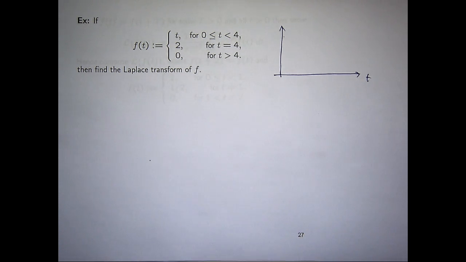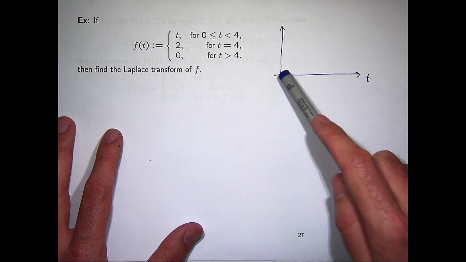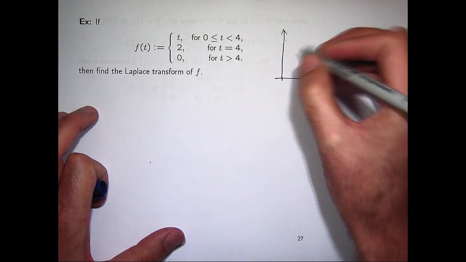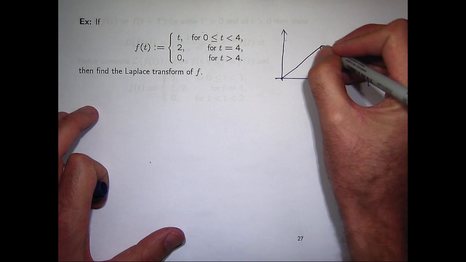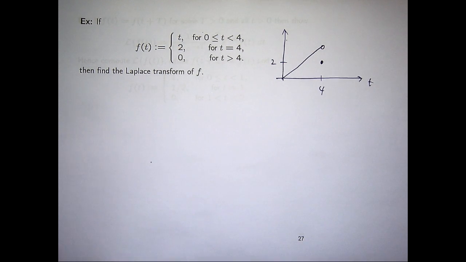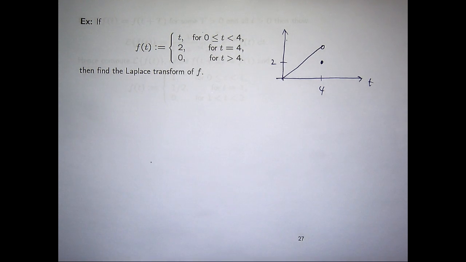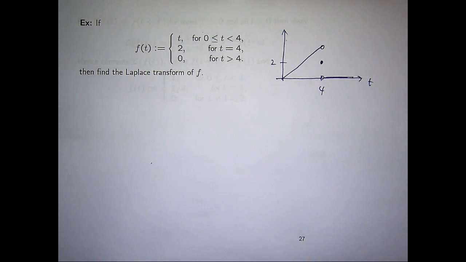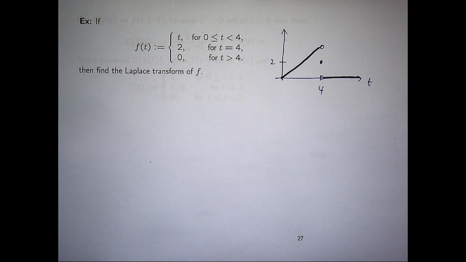So what I'm going to do is just consider each piece of the function separately. For t between 0 and 4, the f of t is just the t function. At t equals 4, the value of that function is defined to be positive 2. And then for t greater than 4, the function drops down to 0. Okay?